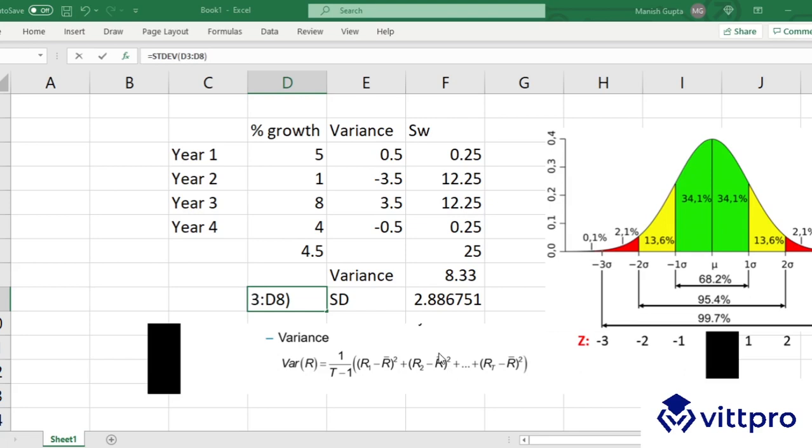So if you want to calculate standard deviation, just put in the numbers. So the range is D3 to D8. Is it D3 to D8? No, D3 to D8 or D3 to D6, but the result is the same.